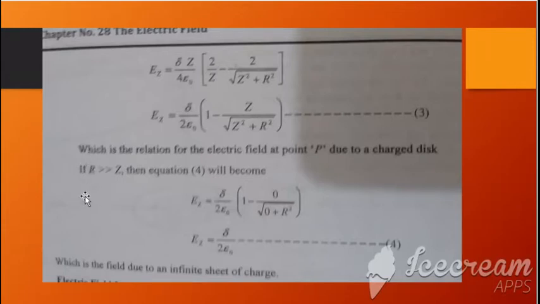Here is the case: if r, the radius of the disk, is very large compared to z, then equation 4 will become Ez is equal to sigma over 2 epsilon naught. This z will become negligible, so in this equation the value of z will become 0. Then Ez is equal to sigma over 2 epsilon naught, which is the field due to an infinite sheet of charge. This is the required value of the electric field due to an infinite sheet of charge at a point P.